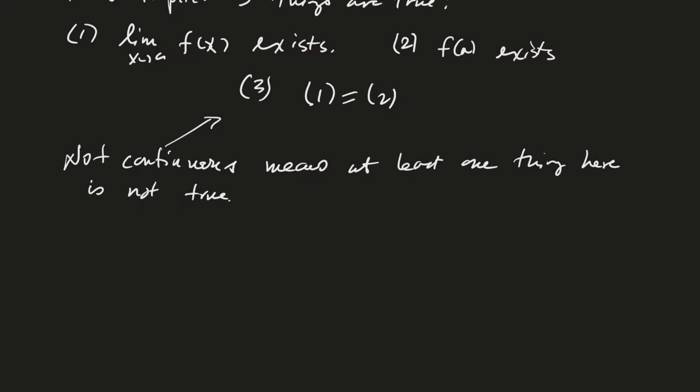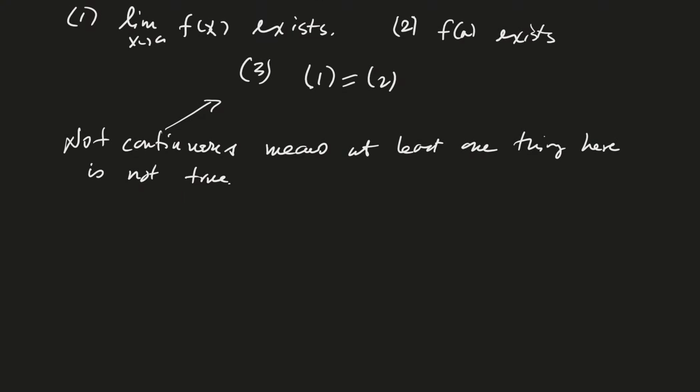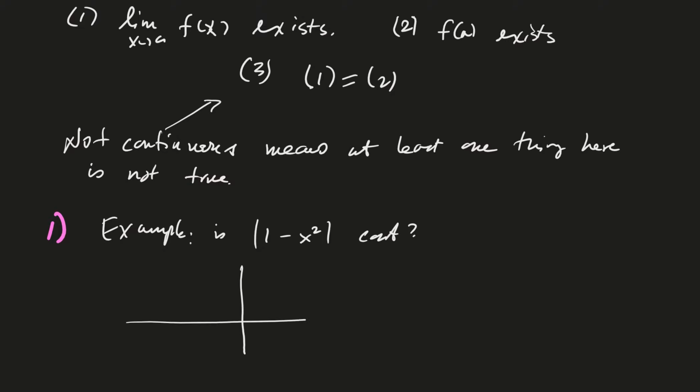In fact, let's see if we can draw something from one of the homework problems. Let me see if I can get the right color going there. Example: is 1 minus x squared continuous? Let me not stop there. How about the absolute value of 1 minus x squared? Well, let's see. What does that look like?